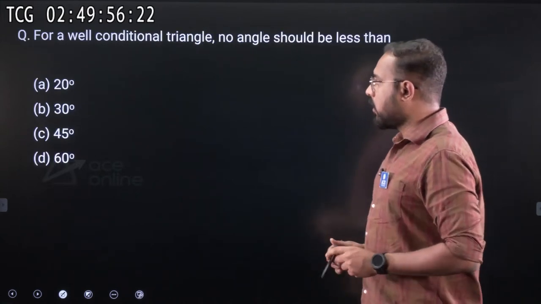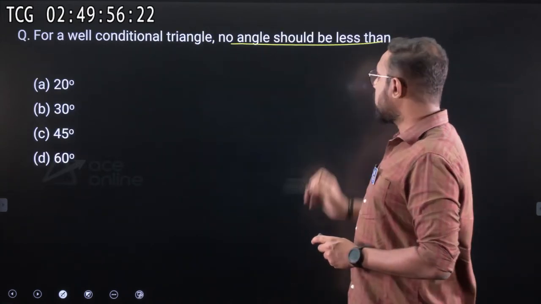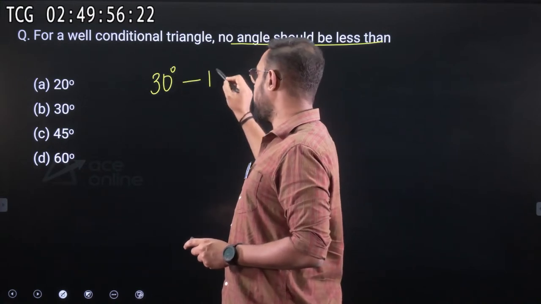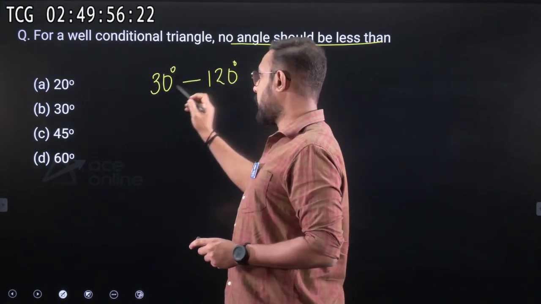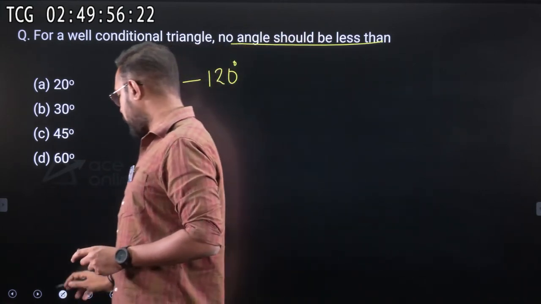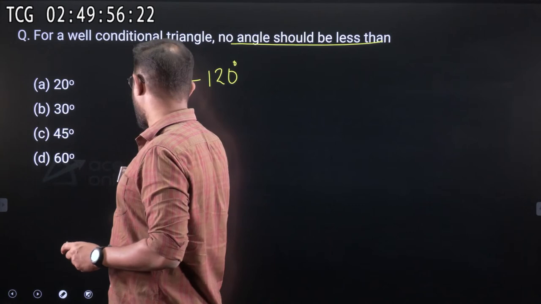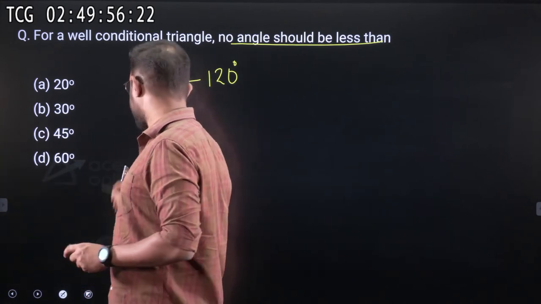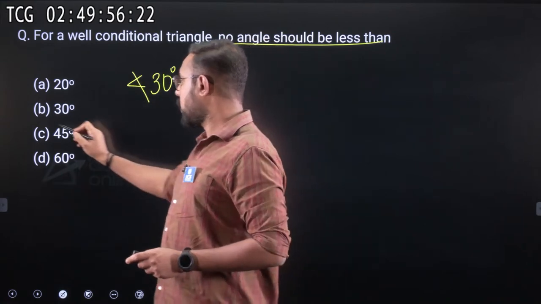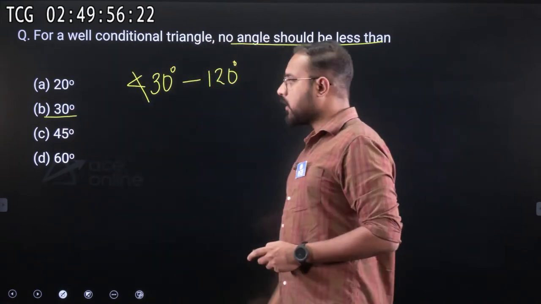For a well-conditioned triangle, no angle should be less than. I've already discussed the range of value should be 30 to 120 degrees. It should not be less than this value, less than 30 degrees. So our answer is B.